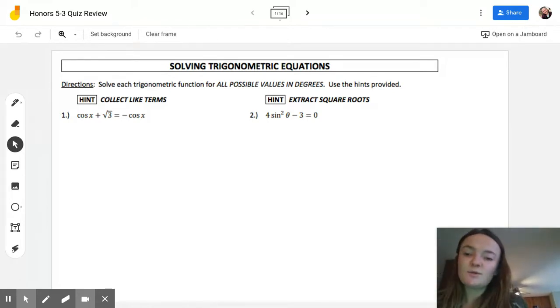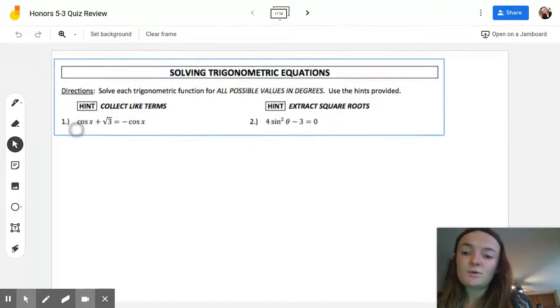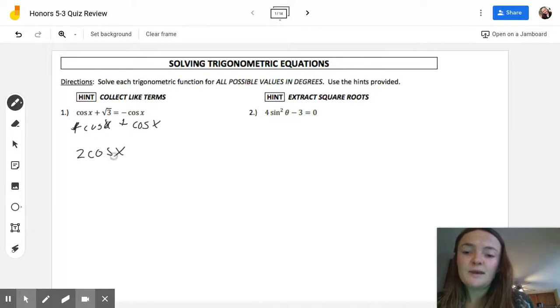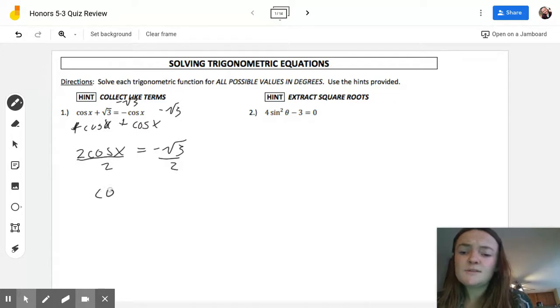So we have cosine of x is equal to radical 3 minus cosine of x, and it even gives me a little hint here. It says collect like terms. So what I'm going to do is put all the cosines on one side, and all the numbers on the other. I'm going to add cosine on both sides, and so I'm going to get 2 cosine of x, and then subtract radical 3, so I get negative radical 3 here, divide by 2. And so I get cosine of x is equal to negative radical 3 over 2.